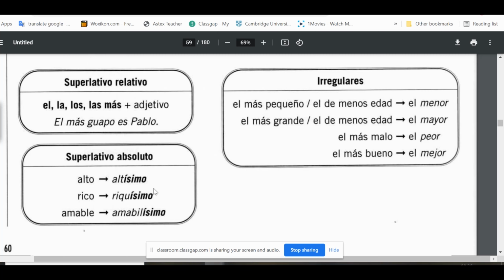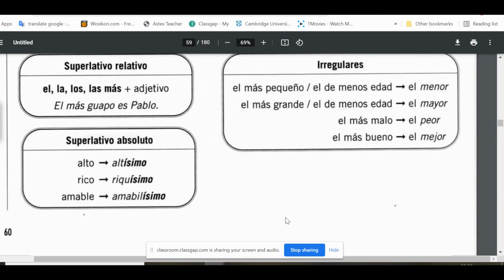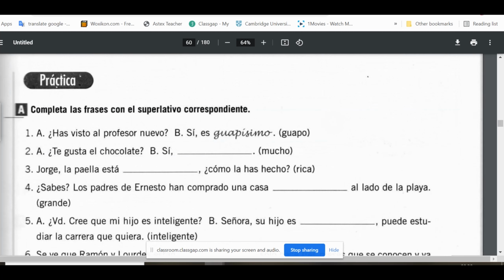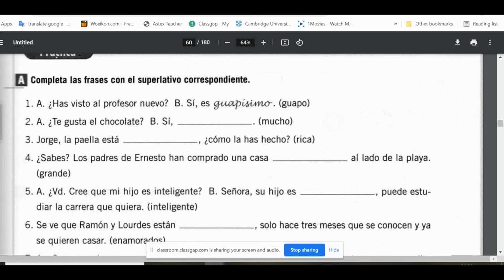And the other form is ísimo. So this is extremely whatever, right? Superlative. Okay, let's practice the ísimo thing.